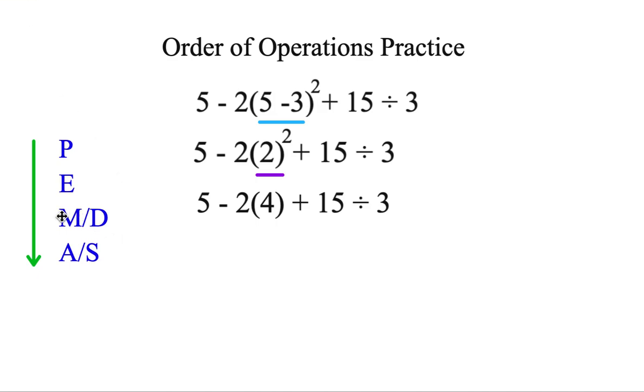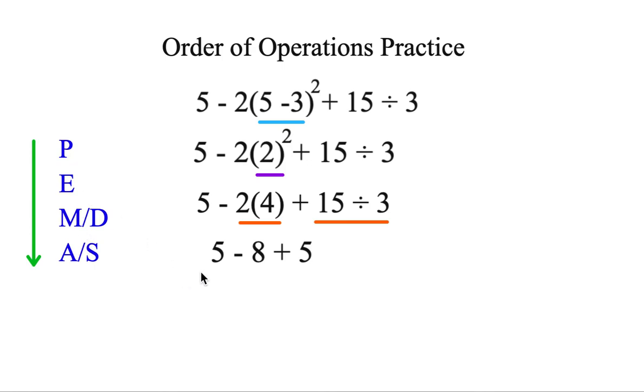So now we're in that multiplication division group. Let's highlight each of those groups there. 2 times 4 and 15 divided by 3. Okay, 2 times 4 is going to give us 8. 15 divided by 3, 5. And then from here, we're done with multiplication division. We'll move on to addition, subtraction.